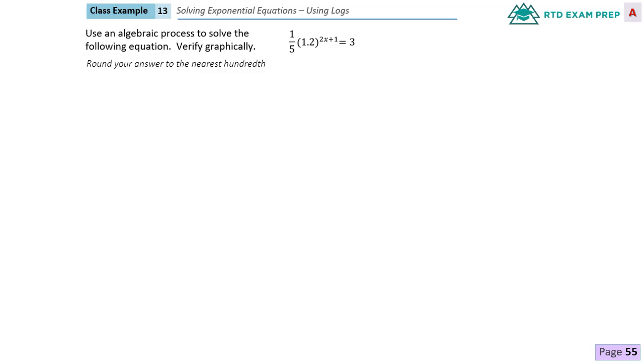In class example 13, we will solve an exponential equation twice. In one case, we will isolate the power term and convert to logarithmic form, and in the other, we will log both sides. In both cases, we want to recognize that the reason we're using logarithms is because our unknown is in the exponent.